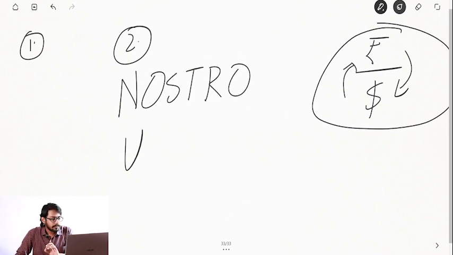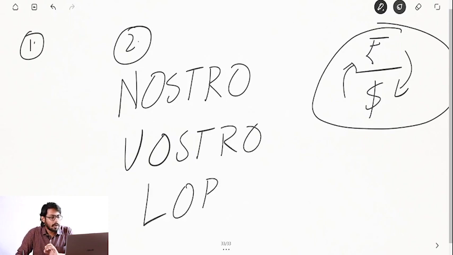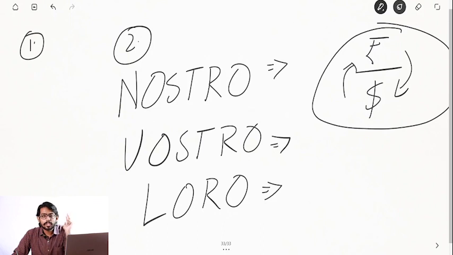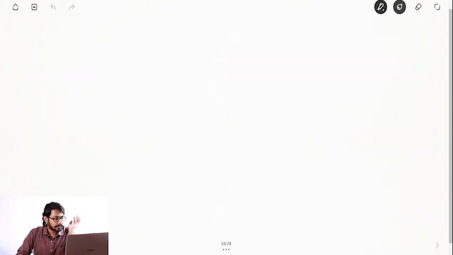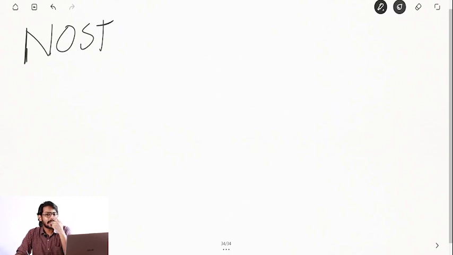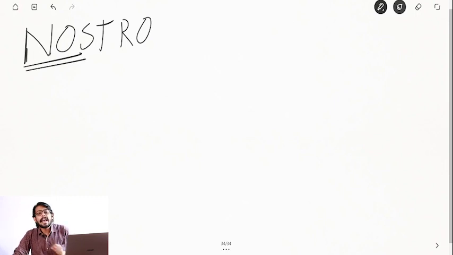Nostro, vostro, and loro. These are 3 types of forex accounts a bank can have. Nostro, vostro, and loro. These 3 types of forex accounts a bank can have. First, nostro. How I like to remember, since the words are rhyming, you can get easily confused. What I like to remember is nose is your asset. Nose is a very important organ. Nose is an asset. So nostro account is your asset account.